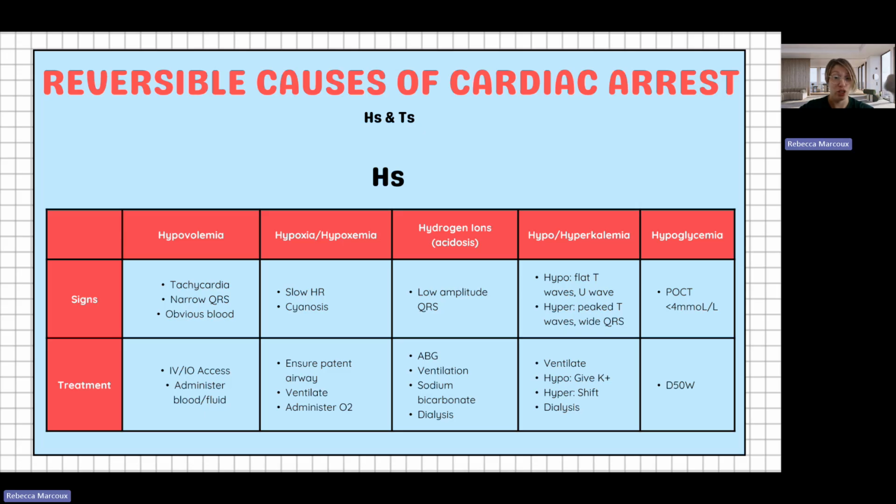So check blood sugars. If the patient's super hypoglycemic, it can cause a lot of issues. And if you do find, of course, that their blood glucose is less than 4, we can give D50 on physician's orders, of course.